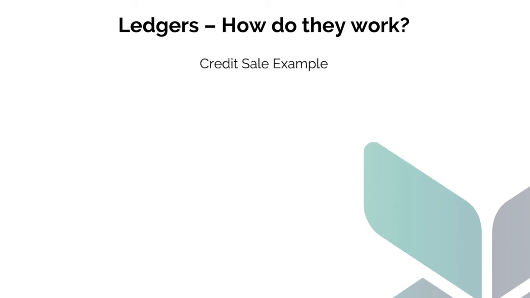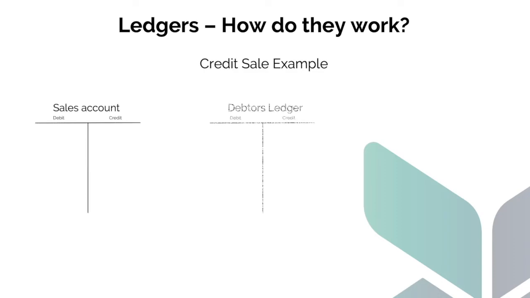Let's look at that. So credit sale example. So we've still got a sales account, but instead of the bank account, we've now got a debtor's ledger, because there's no cash coming in as a result of this transaction, at least not straight away. But we need to recognize the sale straight away, even though we're not receiving the money.